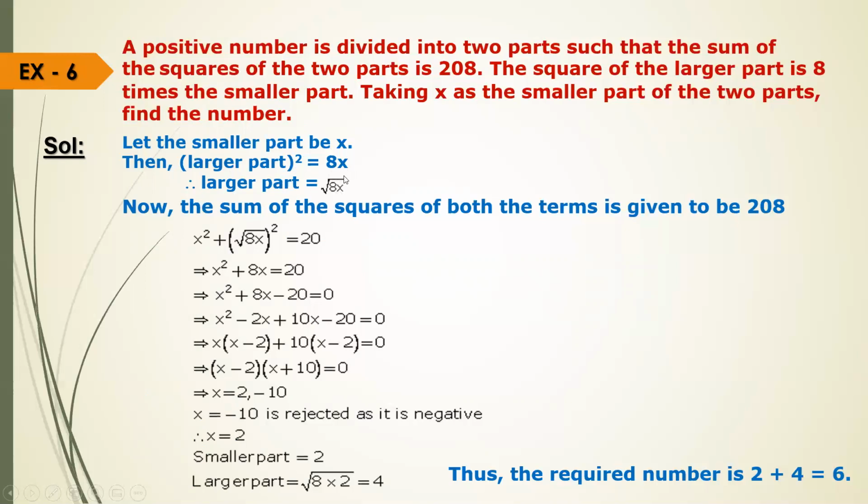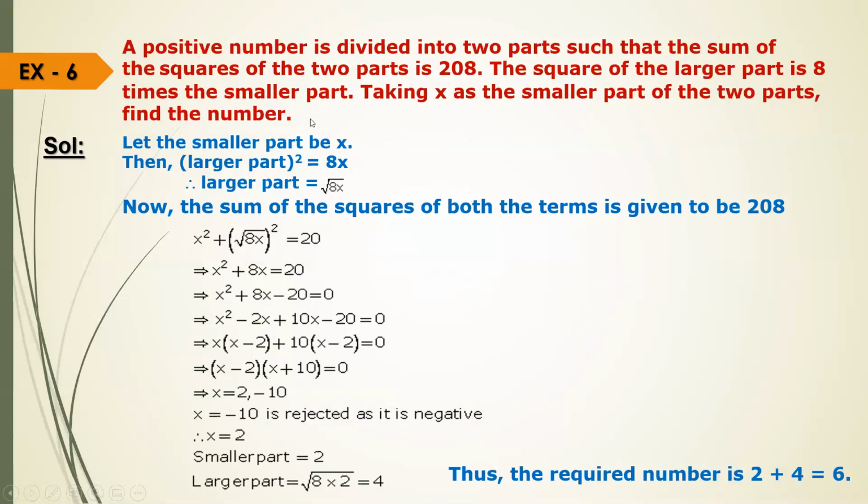Now we have both the numbers. Our first number is x. x is the smaller number and the larger number is root 8x. Now read the question further. The square of the larger part is 8 times the smaller part and the sum of their squares is 208.